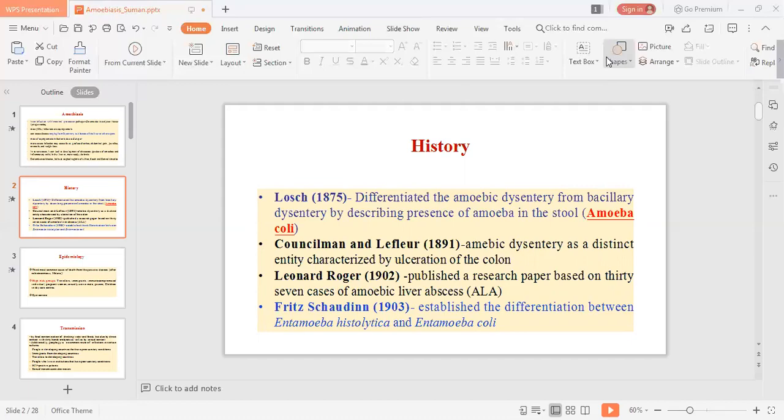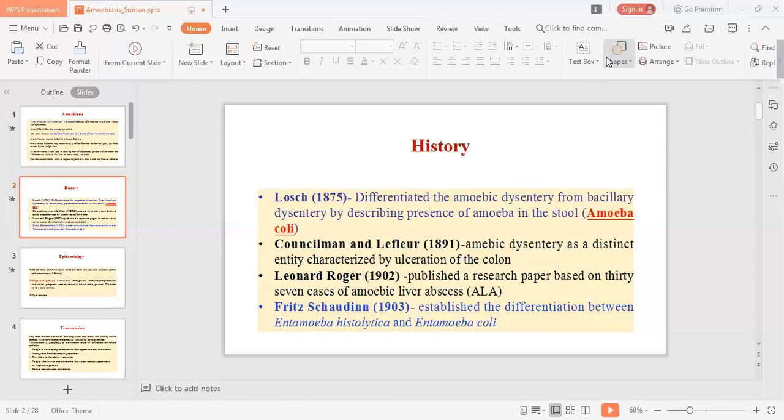Later, in 1891, Councilman and Lafleur identified that ulcerative colitis also has a link with this amoebic dysentery and is caused by a pathogen of protozoan origin. Then in 1902, Leonard Rogers published a research paper citing 37 cases of amoebic liver abscess, a disease related to Entamoeba histolytica.